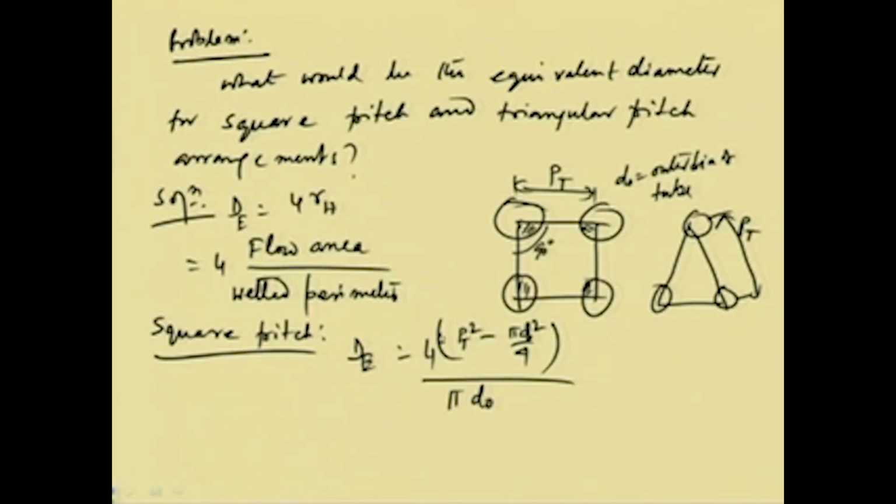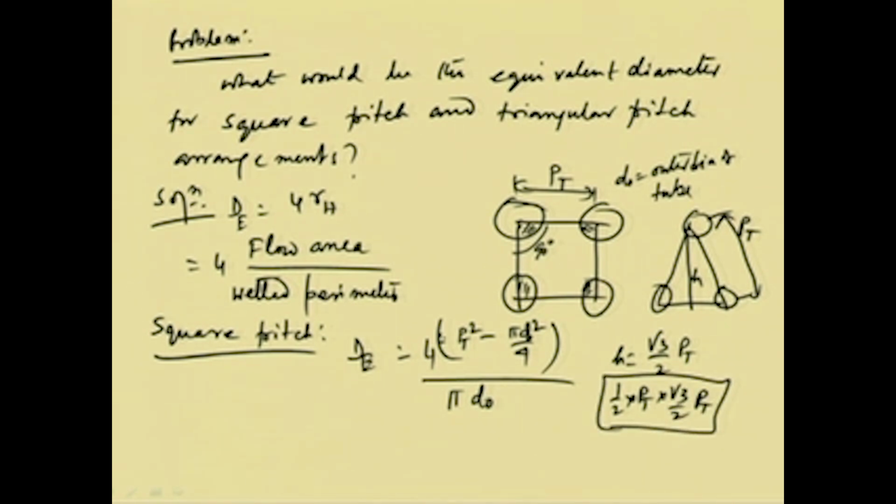D equivalent will be equal to 4 times. Now, we see that the flow area is an equilateral triangle. So, the height of the equilateral triangle is given by root 3 by 2 into Pt, this is h, and so the area of the triangle will be half into Pt into root 3 by 2 Pt, that is the area of the triangle, okay, minus. These angles are 60 degree. So, 3 into 60 degree is 180 degree, that means half of the area is covered by the tube.